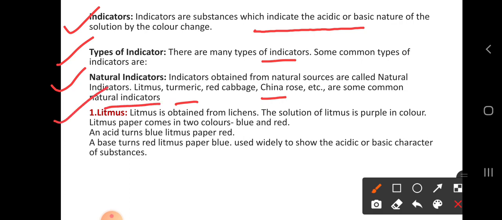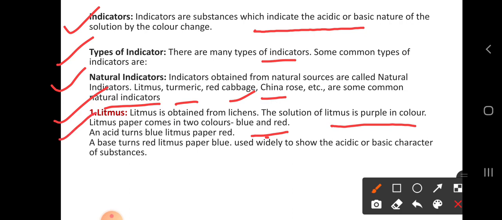So let's talk about the litmus. What we are using to check whether the given substance is an acid or a base? You can take the help of litmus. Litmus is obtained from lichens, and the solution of litmus is purple in color. The litmus paper comes in two colors, that is blue and red.